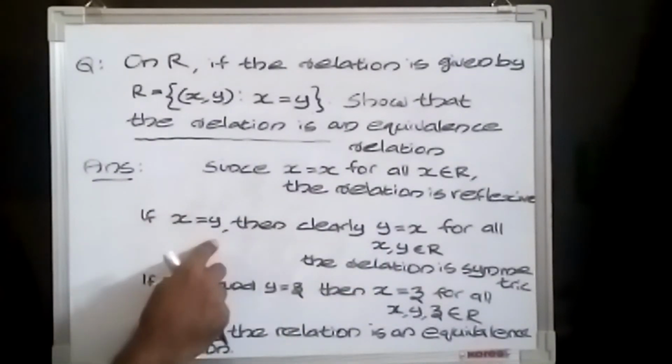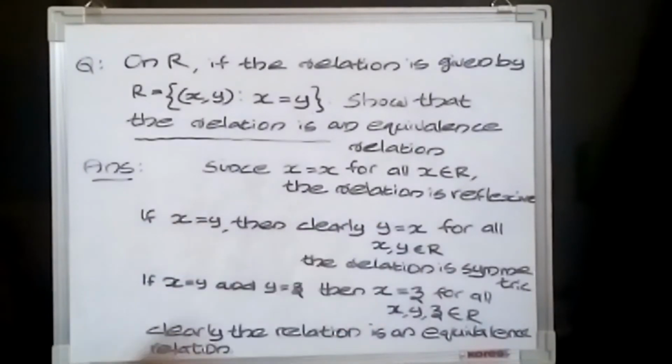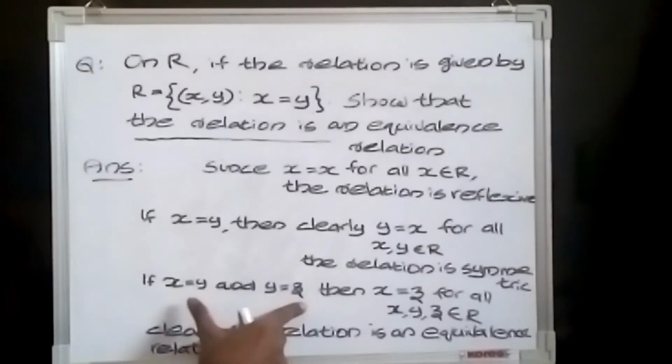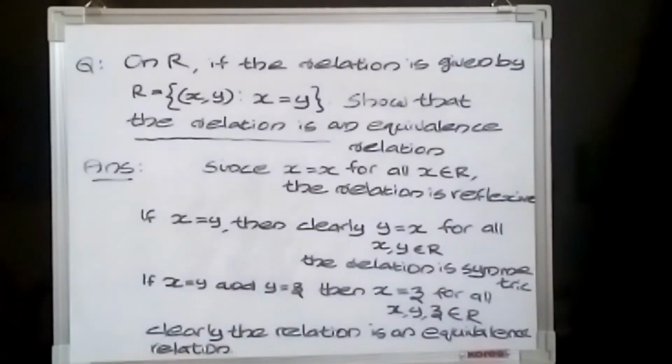Now, if x equals y, then clearly y equals x. For every x, y belonging to R, the relation is a symmetric relation. And to show that it is a transitive relation, if x equals y and y equals z, then clearly x equals z for all x, y, z belonging to R. The relation is a transitive relation. Clearly, the relation is an equivalence relation.